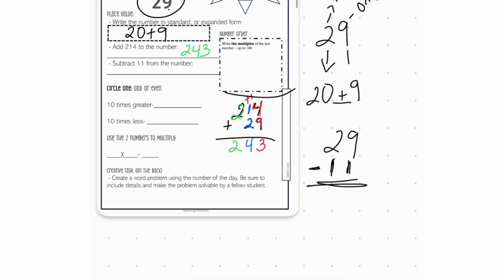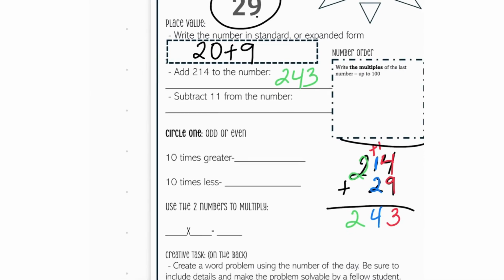And then if we were to take our number 29 and subtract 11 from it, looking at our ones place, we have smaller numbers on the bottom, so we don't have to borrow. We have 9, we take away 1, so that's 8. Then we have 2, we take away 1, and that becomes 1. So 29 minus 11, our answer would be 18.